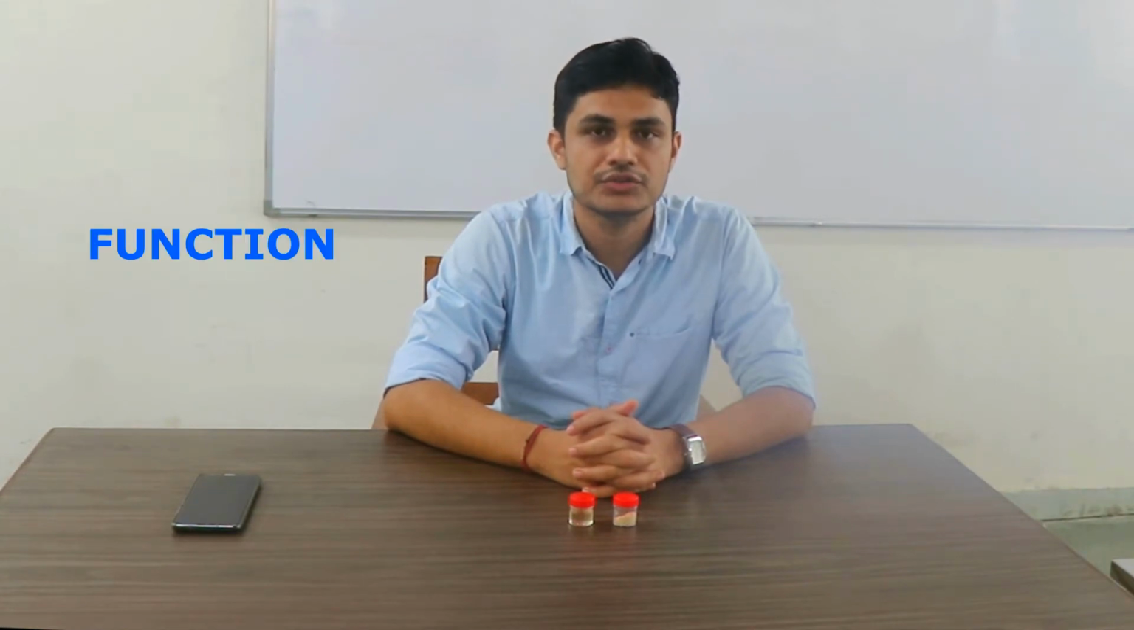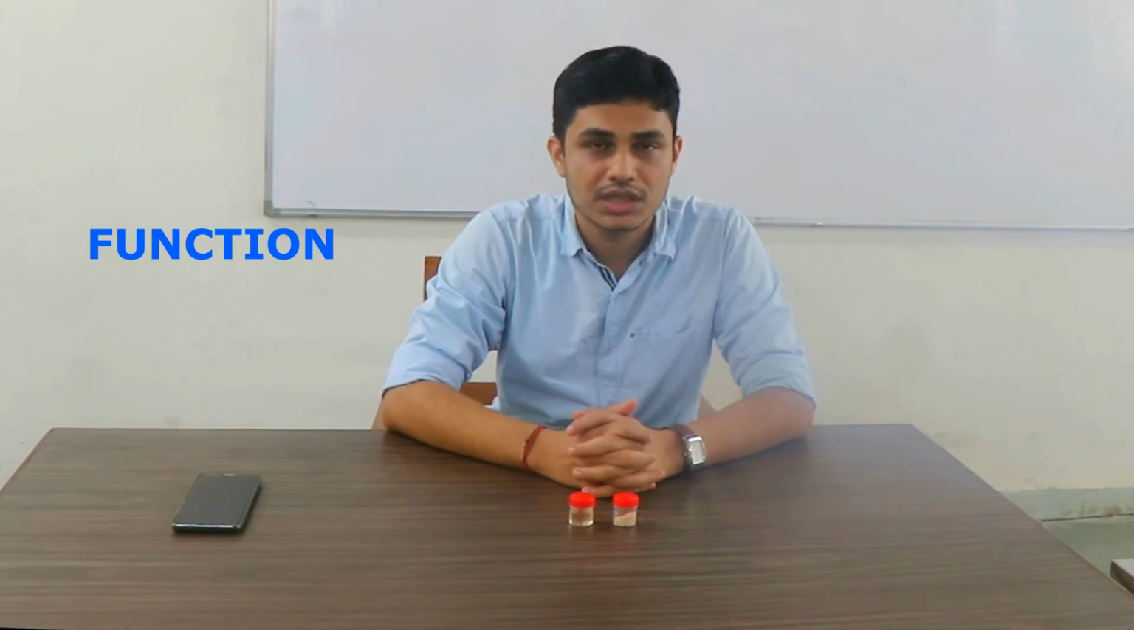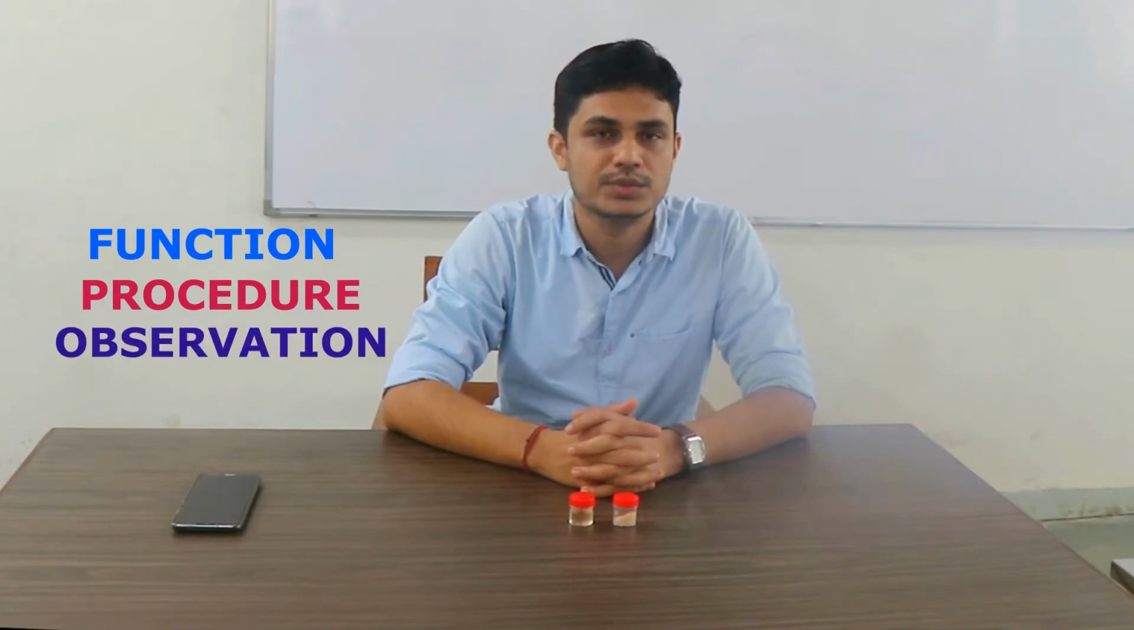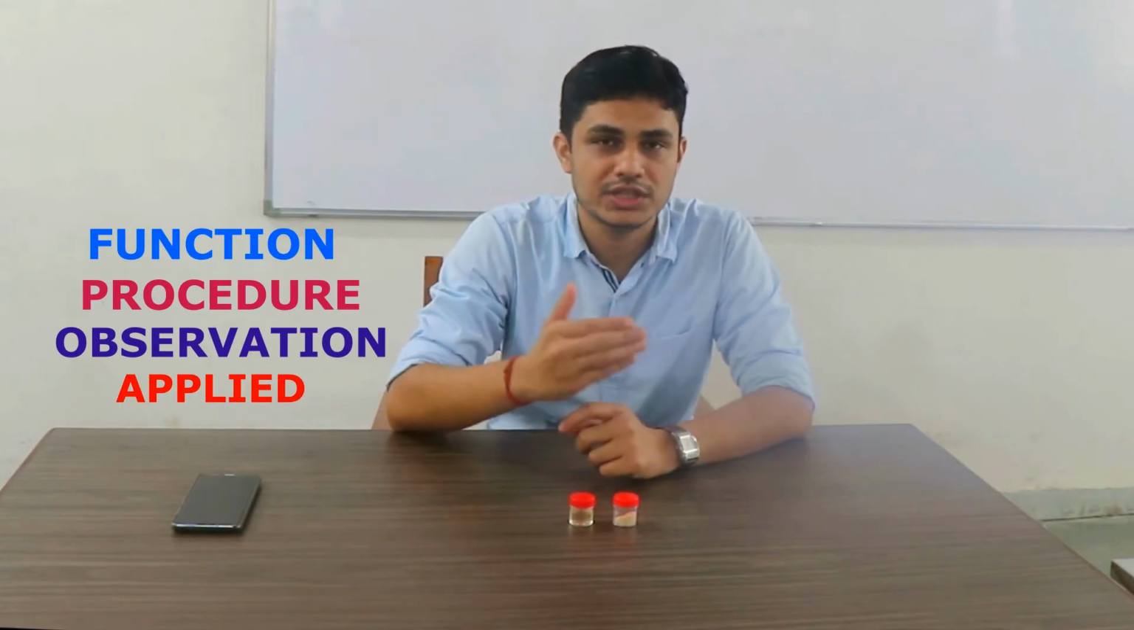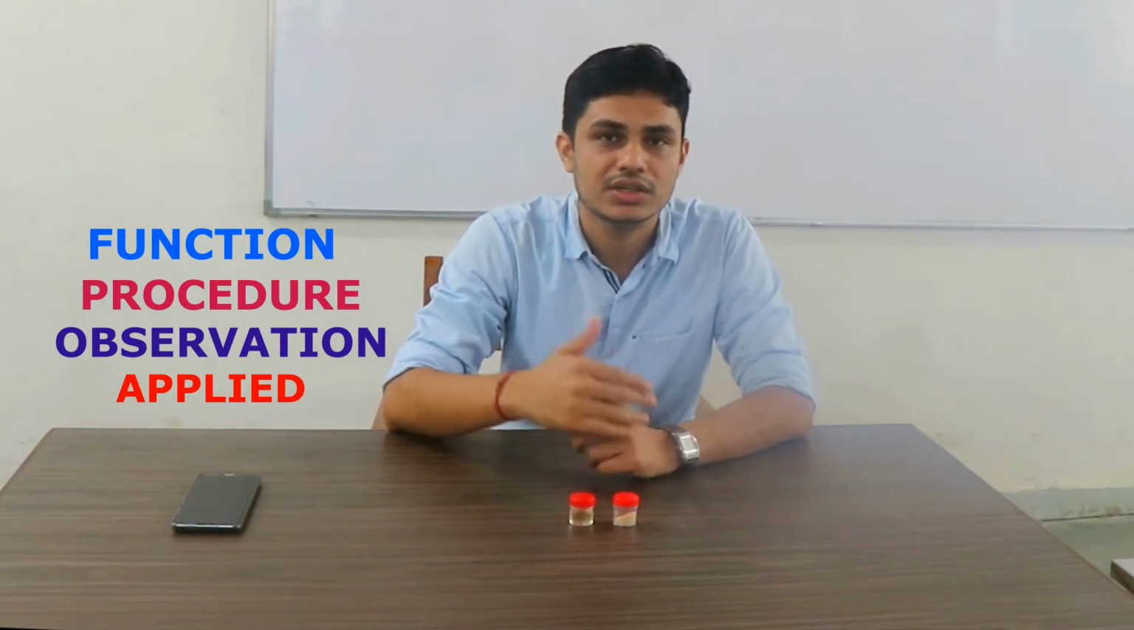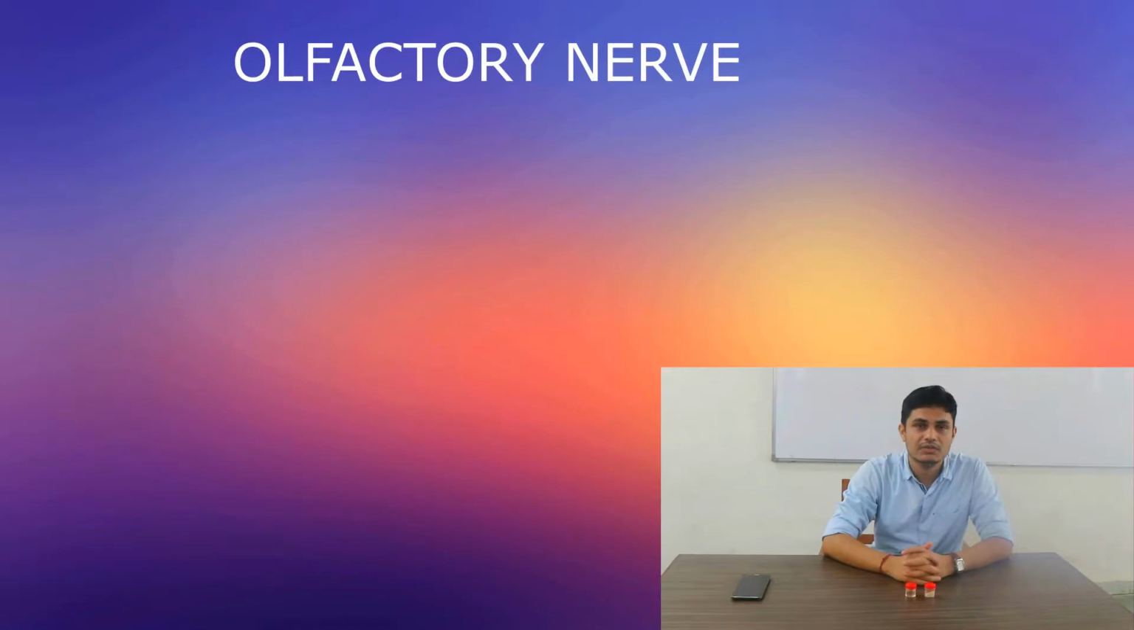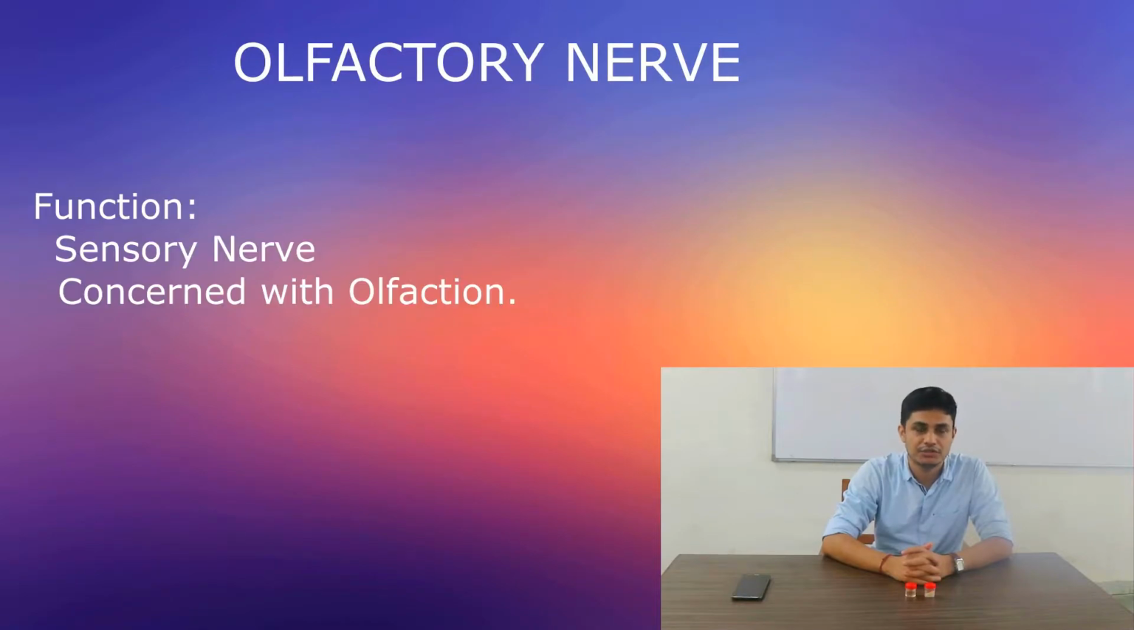Now, whenever you are doing cranial nerve examination, you should know the function of the particular cranial nerve. Then you should know how to examine that cranial nerve, and finally you should record the observation in your record book. You should apply that observation into your clinical knowledge. Right? We'll start with the first cranial nerve, that is olfactory nerve.